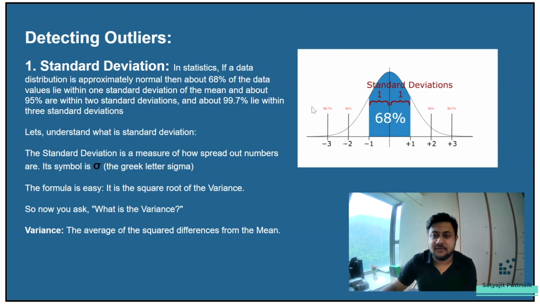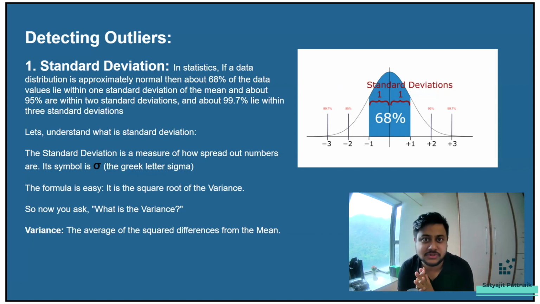You can see this graph. This graph basically shows the normal distribution and how the data is split across various standard deviations. So this is your first standard deviation, second standard deviation, and third standard deviation. People who don't know about normal distribution, maybe I'll create a separate video for that, but I will make sure in this video you understand most of the concepts.